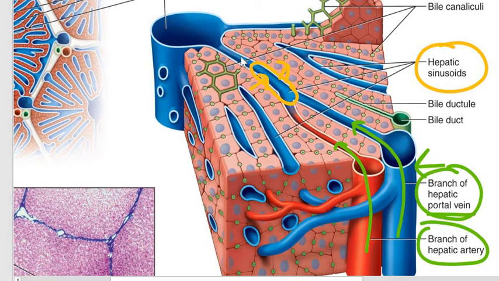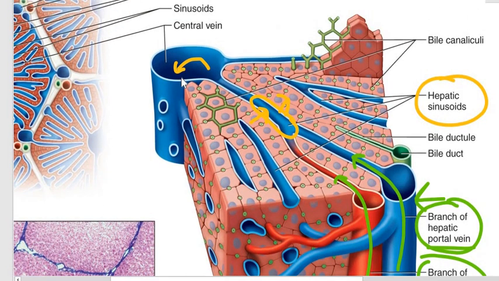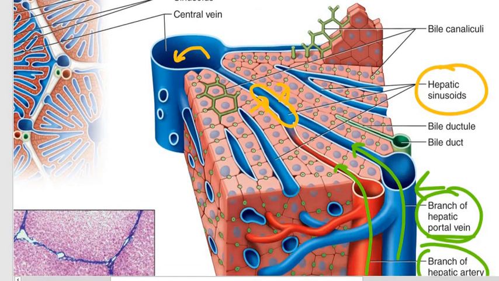And at the end of this exchange process, blood will then go into this central vein and leave that hepatic lobule. And then those central veins come together to form the hepatic vein, which exits the liver. So that is the flow of blood through the liver.